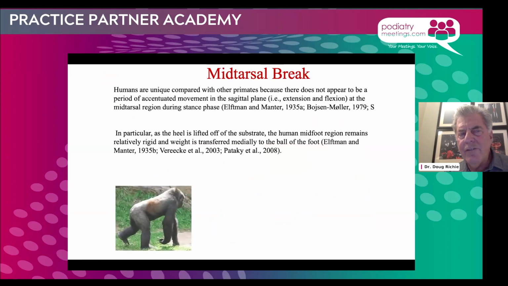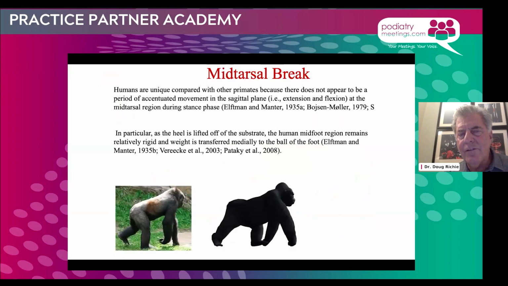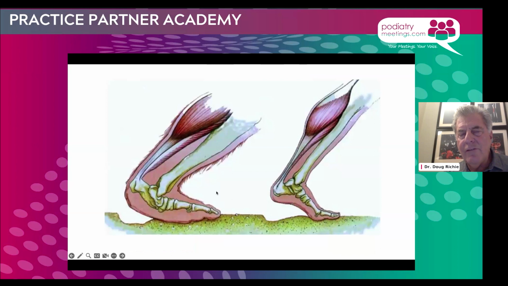One differentiating feature of humans to other primates is the so-called mid-tarsal break. There is a period of accentuated movement of all other primates in the sagittal plane during mid-stance and propulsion, a so-called break across the midfoot joints that does not occur in humans. The human foot remains relatively rigid so that the tendo-Achilles lifts the heel and the entire foot across the metatarsal heads.